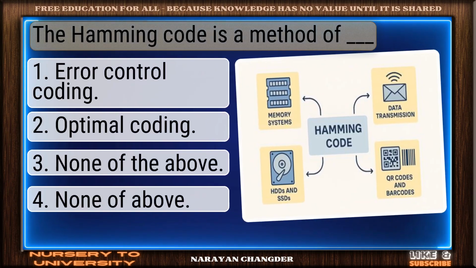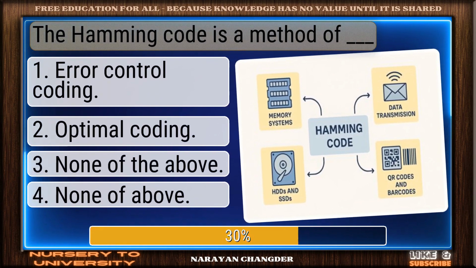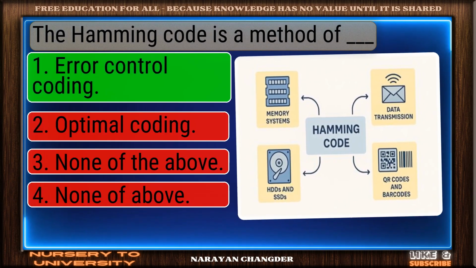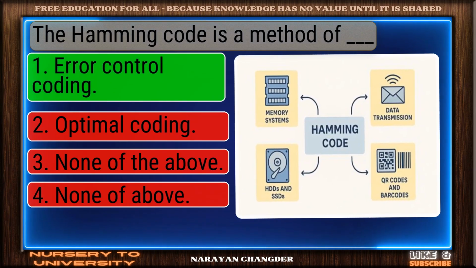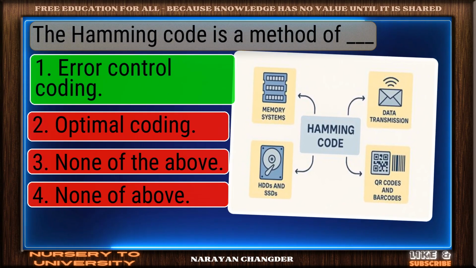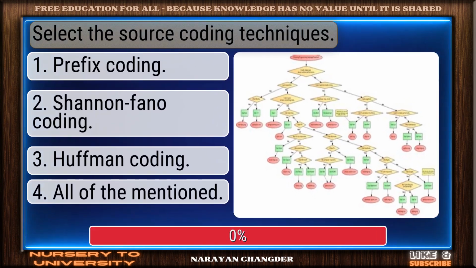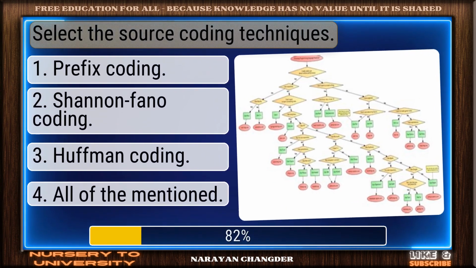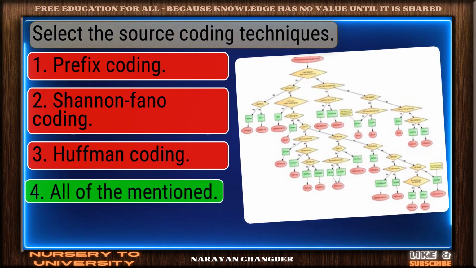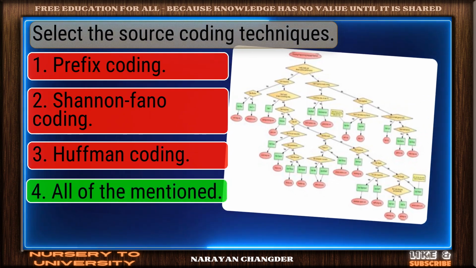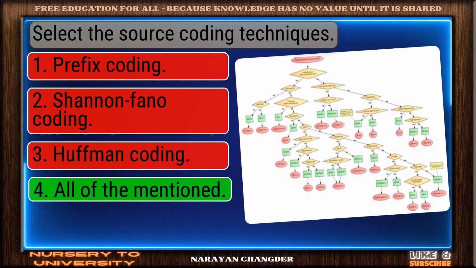The Hamming code is a method of dash. Exactly. Error control coding makes sense, and it is the right choice. Select the source coding techniques. You're right. All of the mentioned is the correct answer.